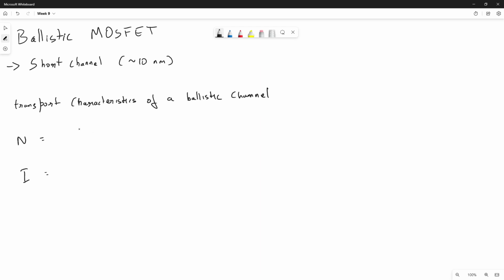Are you familiar with the number of electrons in the channel? Yes. First, we calculated the number of electrons in the channel, then the current flowing from source to drain. So what is N? What does it look like?